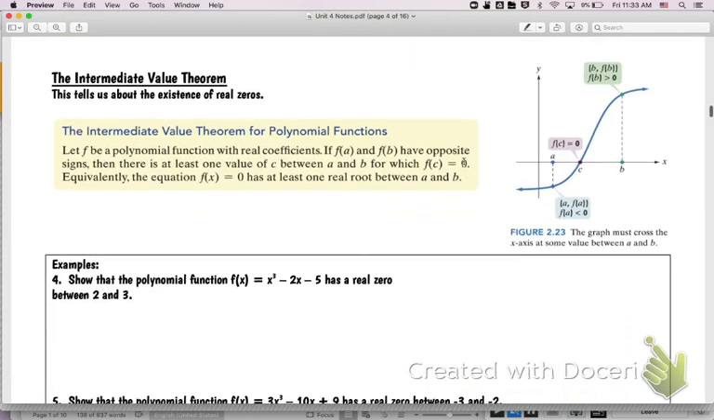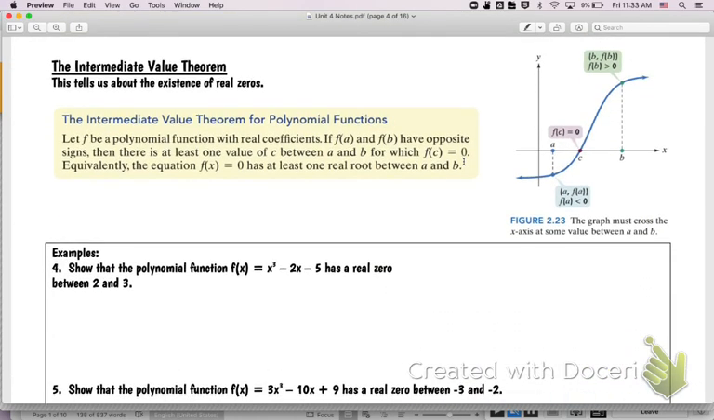The last couple things that we want to look at today is the intermediate value theorem, which tells us about whether or not we are going to have a 0 or an x-intercept between two values.